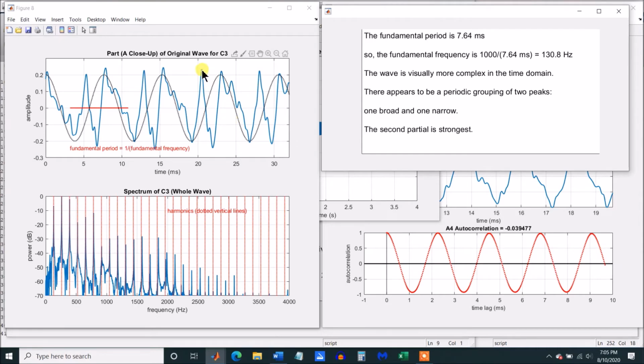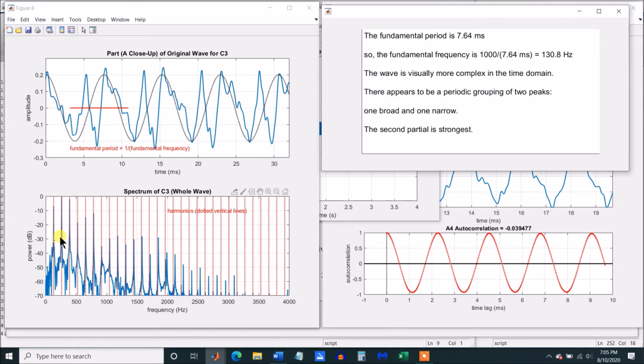on here. I've got two components here. I've got a sharp peak and a broad peak. Sharp peak, broad peak, and it repeats. Sharp, broad, sharp, and broad. So I've got something that repeats every 7.64 milliseconds, but there's other higher frequency things going on.